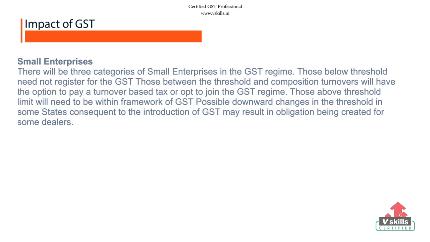Small enterprises. There will be three categories of small enterprises in the GST regime. Those below the threshold need not register for GST. Those between the threshold and composition turnovers will have the option to pay a turnover-based tax or opt to join the GST regime. Those above the threshold limit will need to be within the framework of GST. Possible downward changes in the threshold in some states consequent to the introduction of GST may result in obligation being created for some dealers.